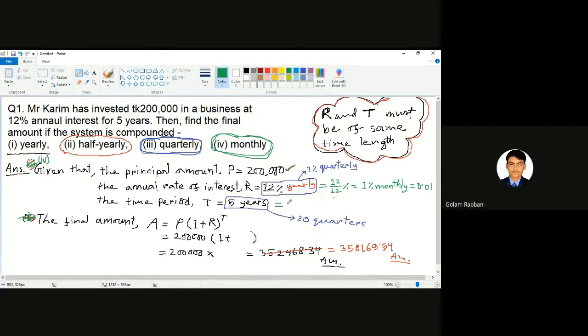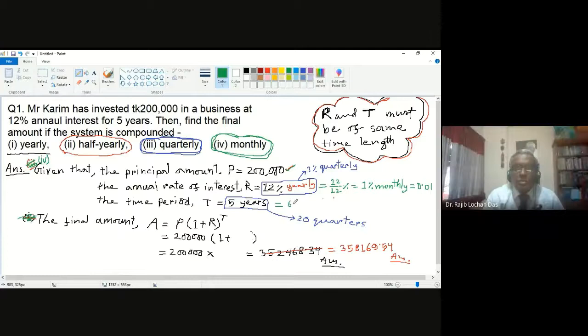Sir, 60. So you multiply 5 by 12. So it will be 12 into 5, 60 months. So 5 years means 60 months. And 12% yearly interest means 1% monthly interest. So now these two are the same. Monthly interest, monthly time. Now you apply the values.